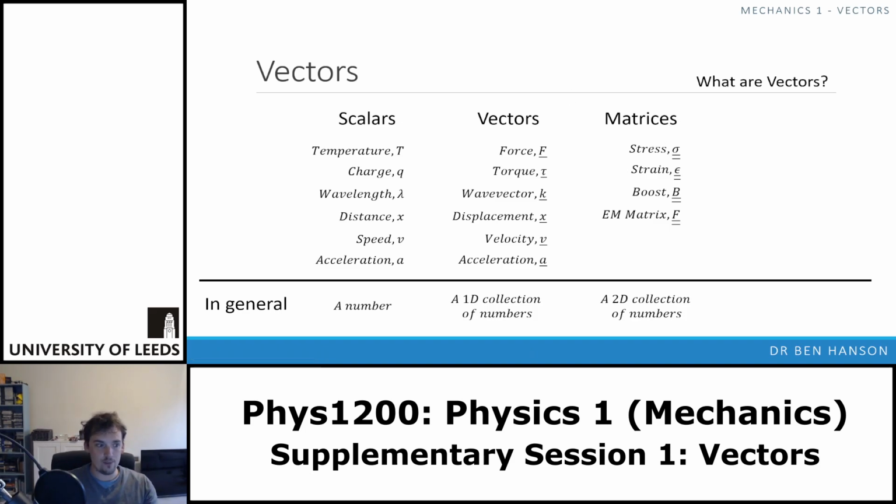Those of you who've come across it before will see a matrix represented as a square. So it's a square of numbers, and that square structure is important. So it's a two-dimensional collection of numbers. I've left a gap here for things called tensors.